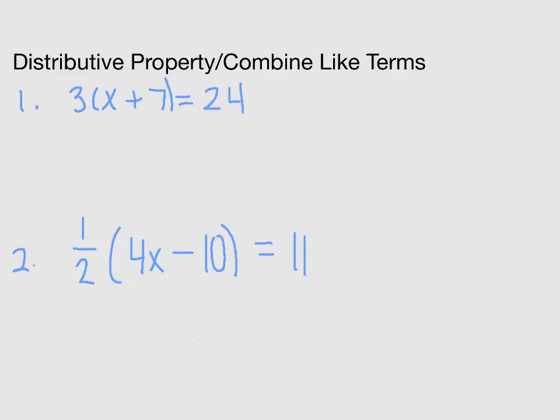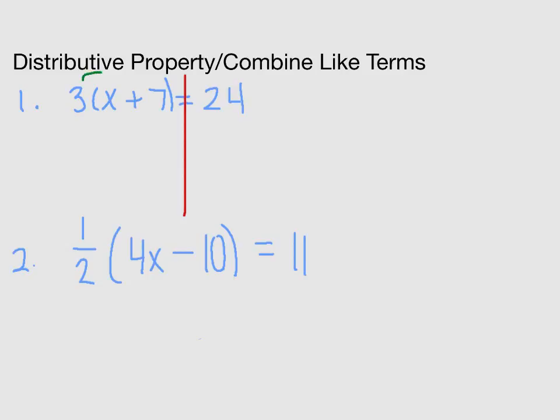We are going to look at distributive property and combining like terms. The first two we're going to be doing is distributive property. If it helps you, draw that line down the middle. Now, with distributive property, I see that I have 3 right next to a parenthesis. Distributive property is also called multiplication.